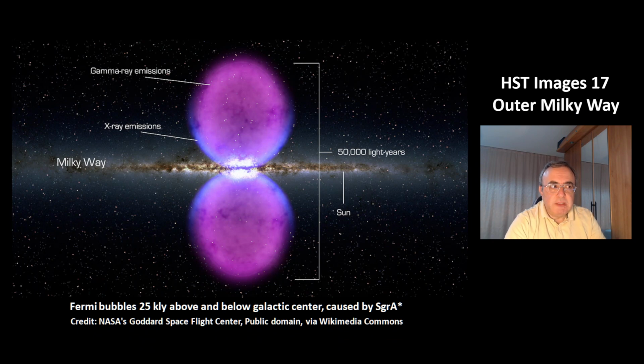This is a picture of the Fermi Bubbles. They go 25,000 light years above and below the galactic center. The total size is 50,000 light years. And you can see here X-ray emissions and gamma ray emissions. And these Fermi bubbles are caused by the supermassive black hole Sagittarius A star in the center of the Milky Way. This supermassive black hole has a mass of 4 million solar masses.